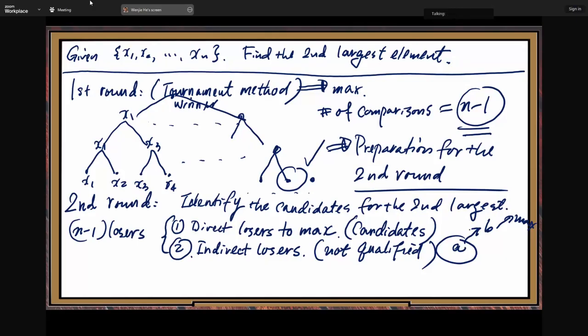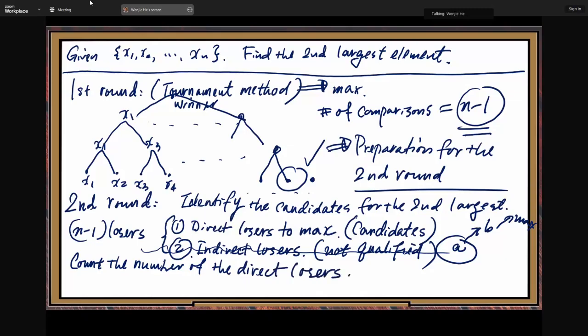So based on this observation, we can eliminate the second group of losers. The candidates can only be the first group of losers, the direct losers. So our next question: we need to count the number of direct losers.